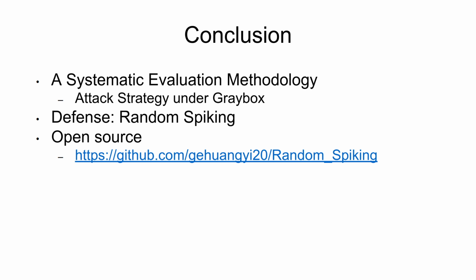So in today's talk, we give a systematic evaluation methodology based on a model of adversary knowledge. Also, we show that under the gray box setting, the adversary can choose a better attack strategy to generate more effective adversary examples. Also, we showed that our random spiking gives better protection compared to other defense mechanisms.